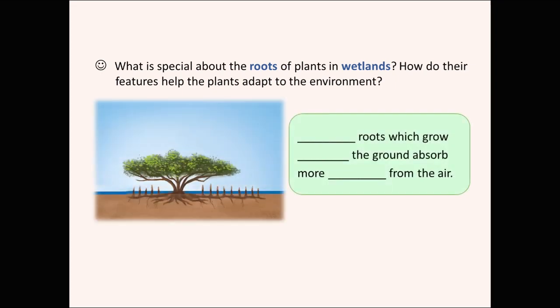For the plants which live in the wetland, they will have aerial roots, which can help them to grow above the ground and absorb more oxygen from the air. Because when plants live in wetland, they cannot get enough oxygen under the water. So they need to let the roots come up from the soil and come out from the water so that they can get more oxygen in the air. So today we finish the roots of the plants in different kinds of natural environment.